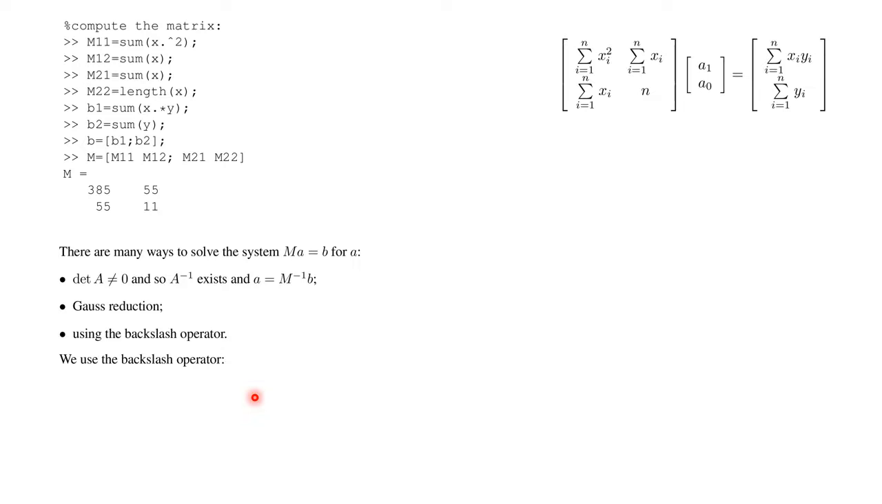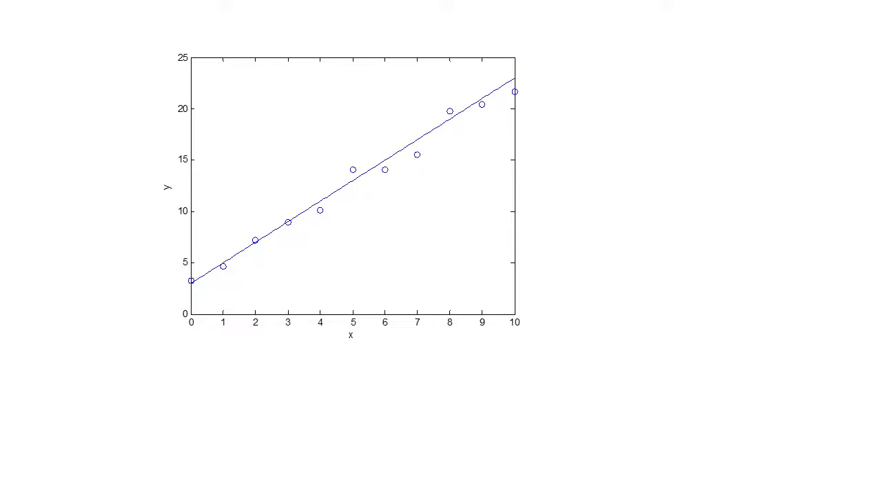We can use Gauss reduction, and MATLAB has the backslash operator. If we try to solve M A equals B, then A is equal to M backslash B. That's a MATLAB function which is available. And that produces the vector A, which contains the coefficients. So the A1 is the first coefficient, and A0 is the second coefficient. And then we make a function and then plot it. And that's what it looks like.